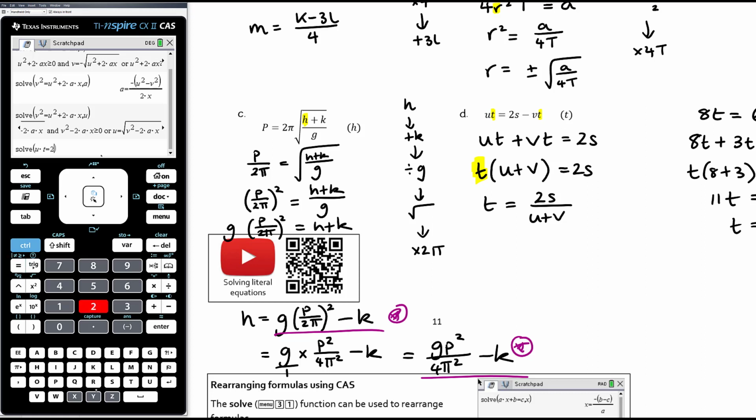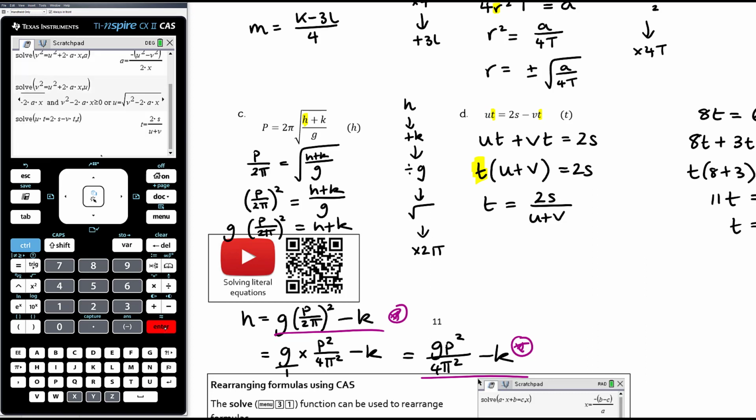Now, I don't need to write 2 times S, I'm just going to write 2S. You can, it's fine. I'm just going to write 2S though and show you that the CAS understands that. Minus V times T. And comma, what do we want to solve for here? T. If I press enter, so you'll see there's no multiplication sign written between the 2 and the S, but when I press enter, my CAS goes, oh, 2S means 2 times S, and it adds it in for me. So have a watch. And there we go.